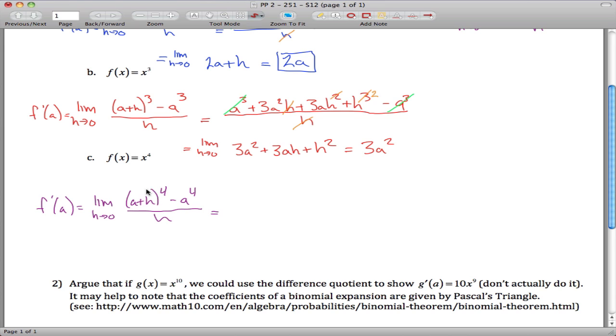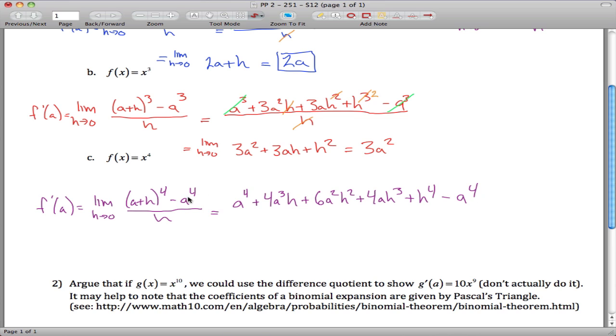So you expand this whole thing out, you FOIL, and then you FOIL again. If you did everything right, you got a to the 4th plus 4a cubed h plus 6a squared h squared plus 4ah cubed plus h to the 4th. Again, I'll show you how you can come up with that a little bit easier soon.